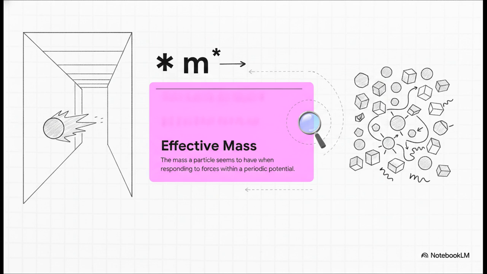Think of a free electron like a guy sprinting down an empty hallway. He can move totally freely with his normal resting mass. But put that same electron inside a crystal lattice, and it's like that same guy trying to sprint through a heavily crowded, bustling room. The effective mass represents how heavy and sluggish he actually feels based on all those electrical interactions with that specific crowd of atoms.